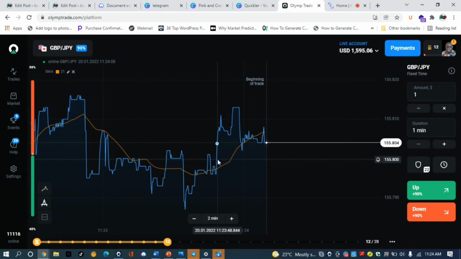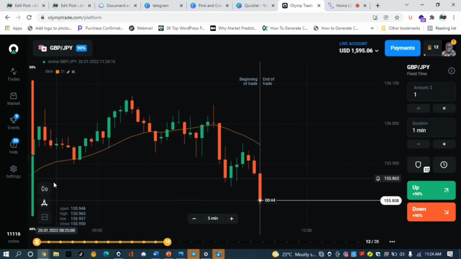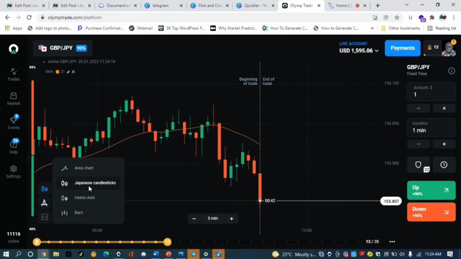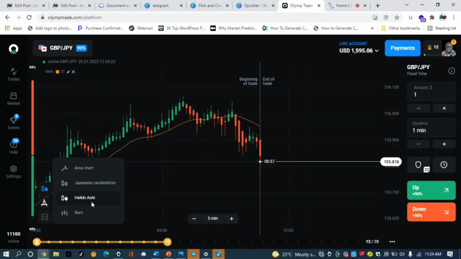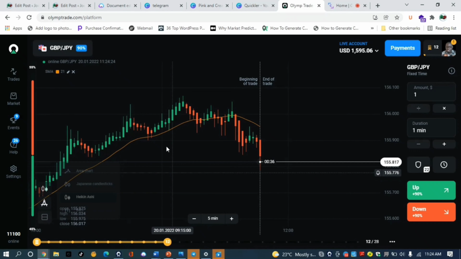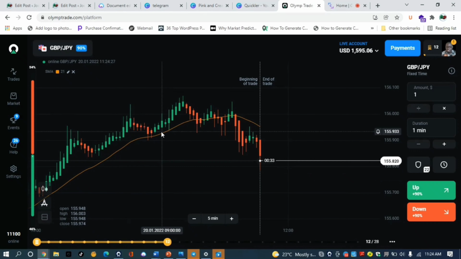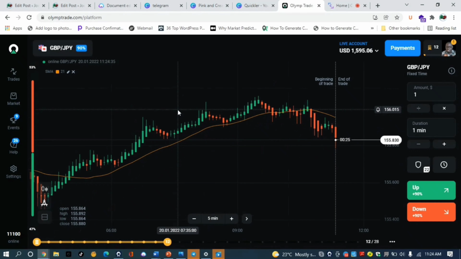So we'll need to change that again. We'll need to change that from the area chart to Japanese candlesticks, but again, we can do it in Kinashi, we can do bar charts, and so on and so forth. If you're a beginner and you don't know how each of these charts are important in your trading, then know that with the Kinashi, you can use it as a chart, and you can also use it as an indicator.